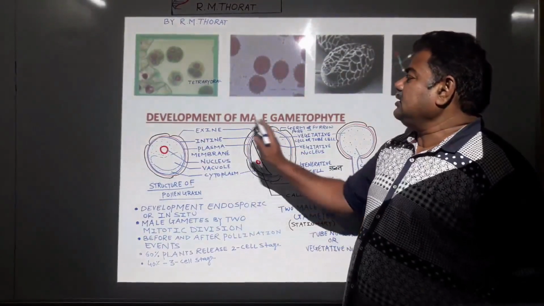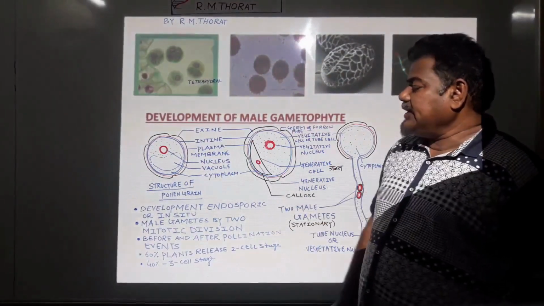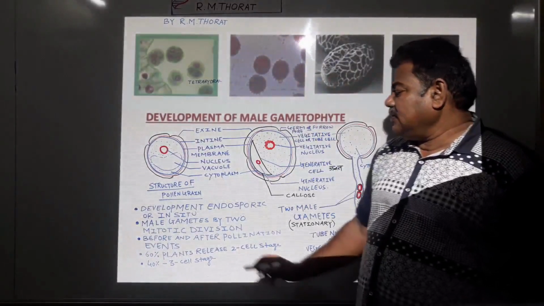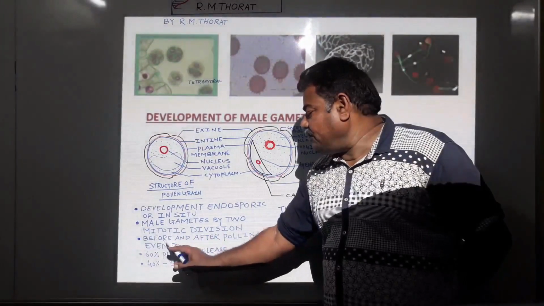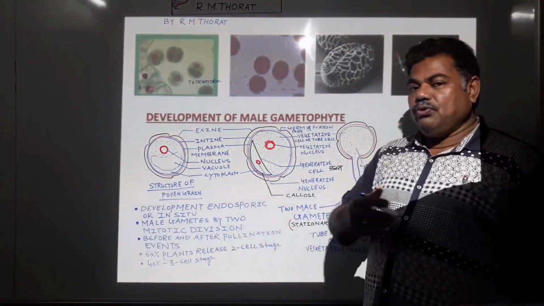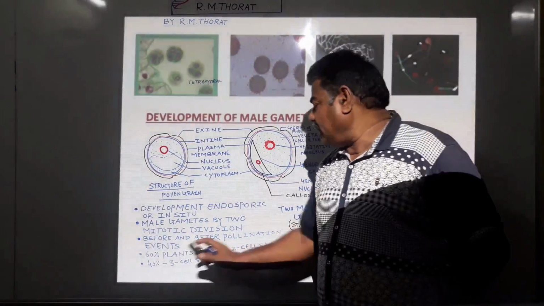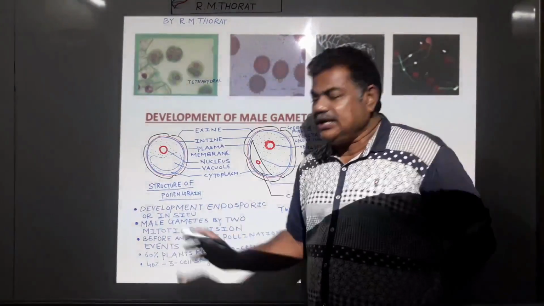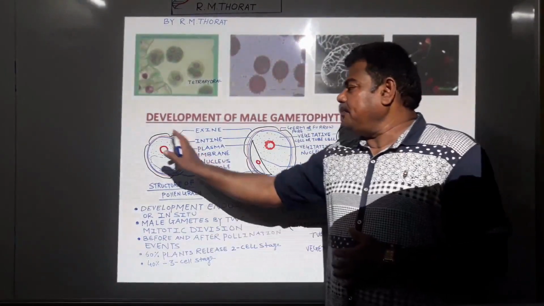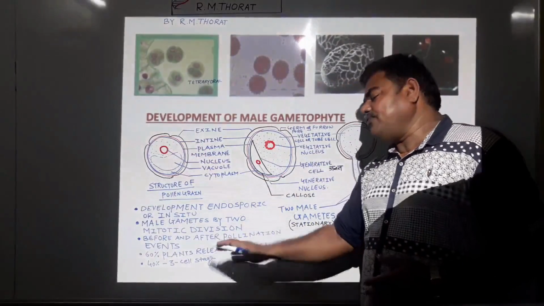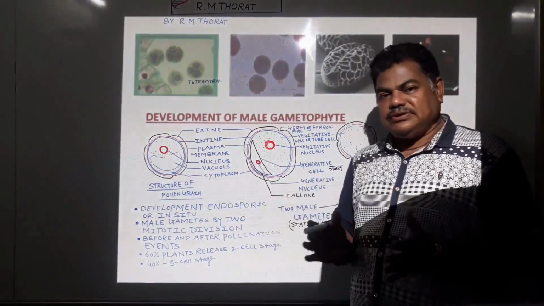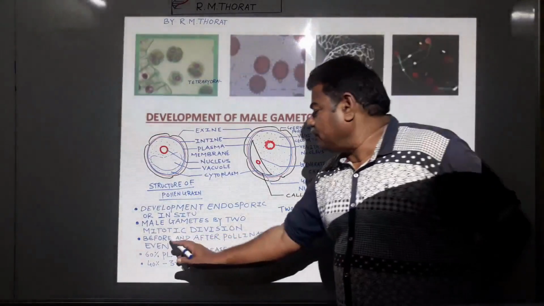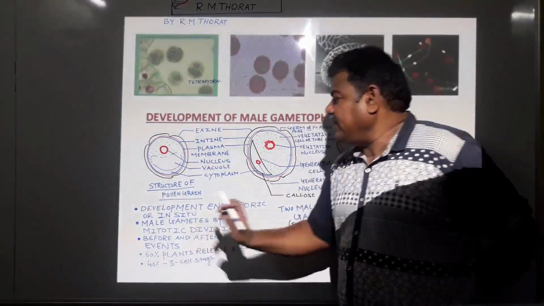gametophyte, or the development of the male gametophyte, gets differentiated into two events. One we call before pollination events and the other after pollination events. Before pollination events are going on in the pollen grain, and after pollination there are some events which go on in the pollen grain. Which are the before pollination events?